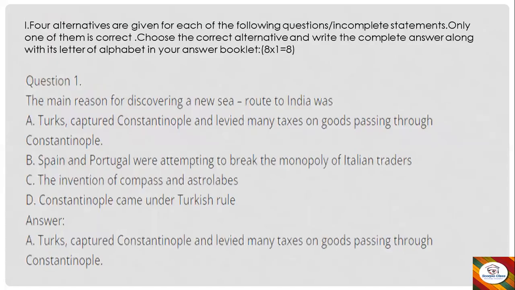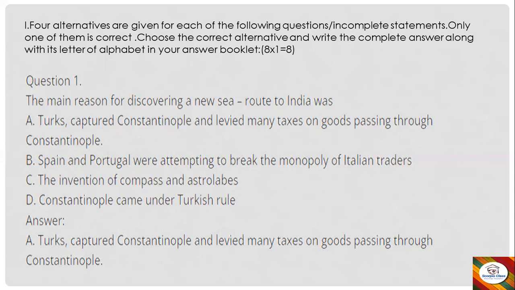Now let's get started with Model Question Paper 3. We have the very first main here. Four alternatives are given for each of the following questions and incomplete statements. Only one of them is correct. Choose the correct alternative and write the complete answer along with its letter of alphabet in your answer booklet. This heading is similar to the one given in your question paper, and this is of 8 marks. You have 8 questions of 1 mark each, which equals 8. You have to write the option letter and the complete sentence of that particular option as an answer. So let's see question 1.